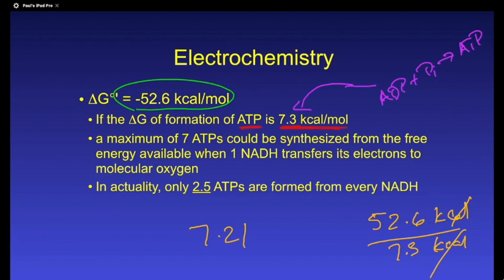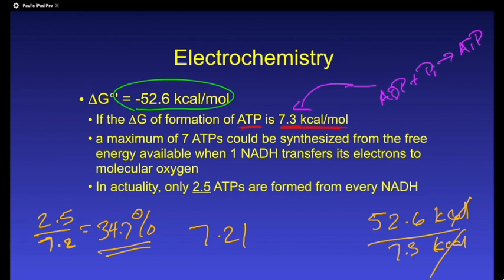Unfortunately, we're not going to be able to yield that. NADH will allow us to yield only 2.5 ATPs per NADH. That's only 34.7% efficiency. Now, what you've got to think about is that electrons must move through many different players.